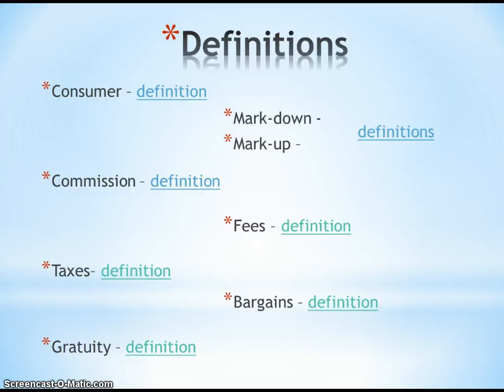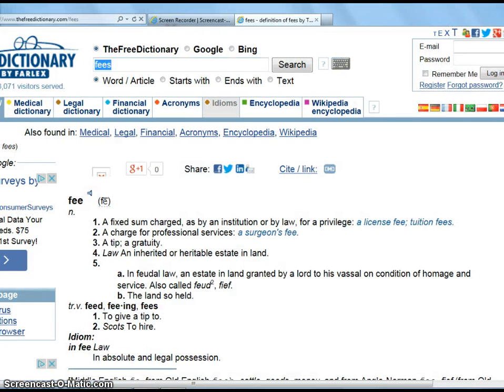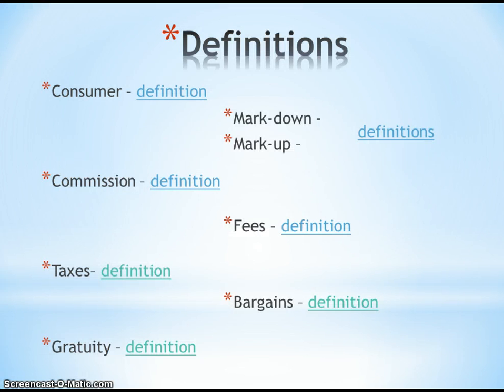Then we have our fee. So a fee is a fixed sum charged by an institution or by law for a privilege. So a fee is how much you have to pay in order to get something done. Kind of like your fee to be able to leave the classroom. I call it a fine. Really, it's a fee because you are paying to be able to go to the restroom. Or a fee is how much you have to pay because you went out to eat. A fee is how much you pay to get somebody to work on your car. That is a fee. Hopefully everyone's at least heard of this one.